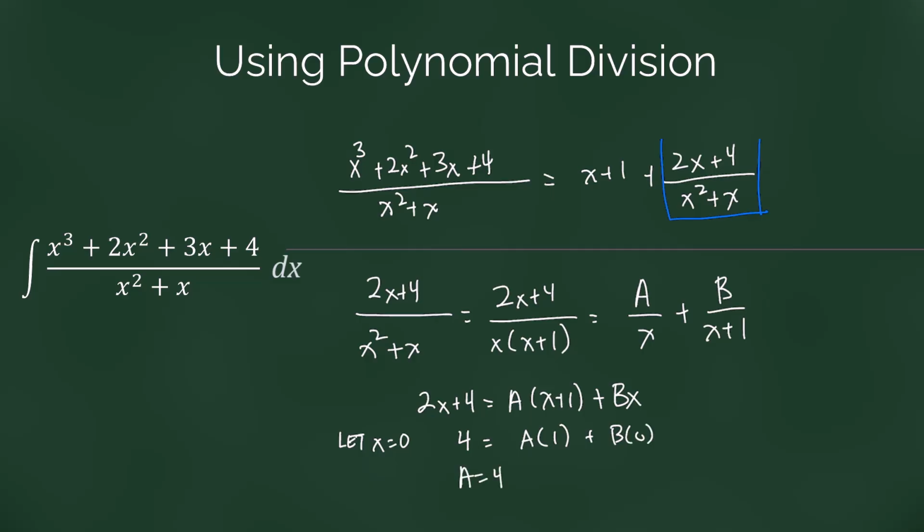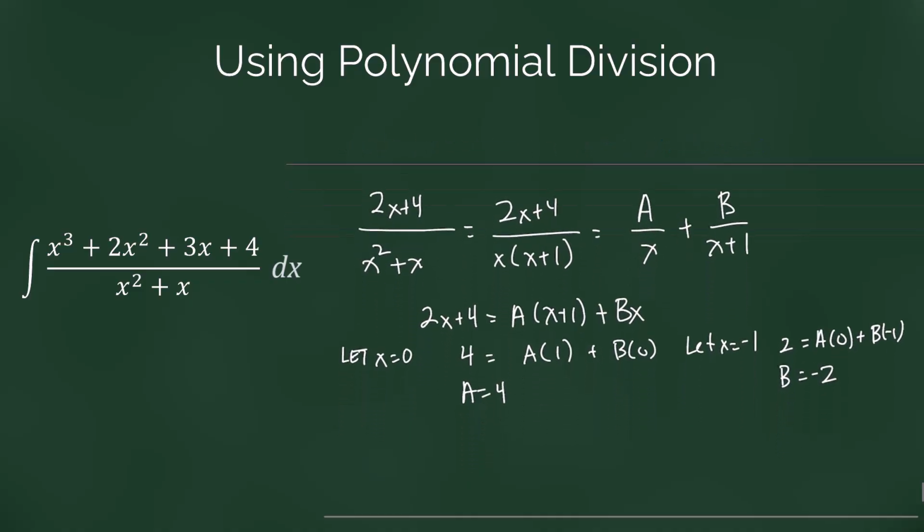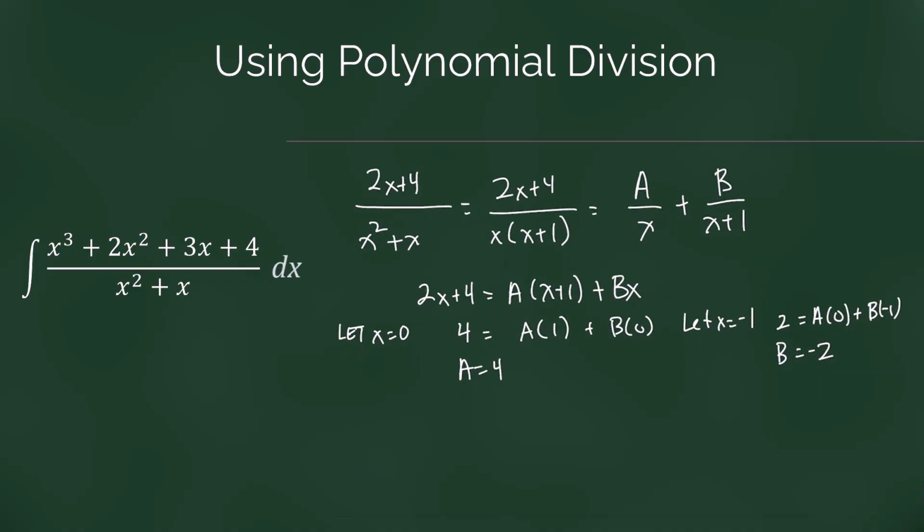And then we can do the trick again. We can let x equal -1. On the left-hand side, that's going to give us -2 plus 4, which is 2, equals, this time we have A times 0 plus B times -1. So we get that B must be -2.